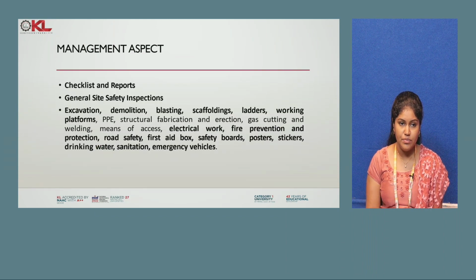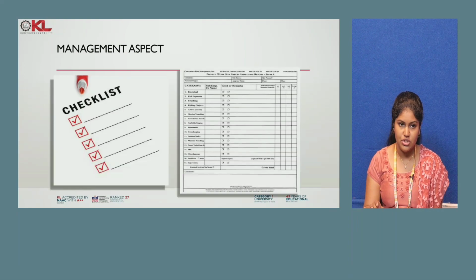Management aspect: checklists and reports should be maintained, and safety inspection should be taken care of. In the safety inspection, all the safety boards, posters, stickers, first aid box, everything has to be verified. So this is a checklist. We have to mention whether any accident has occurred, or any equipment is not working, or any issue, or whether there is a hazard for an accident or not. If any accident has occurred, what precautions we had taken, how we managed it, how much cost was spent for that, what happened to the worker, how many workers got injured, and also whether every worker is using the PPE kit or not. Everything has to be listed in the checklist.